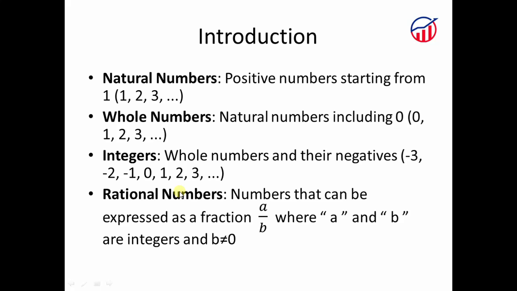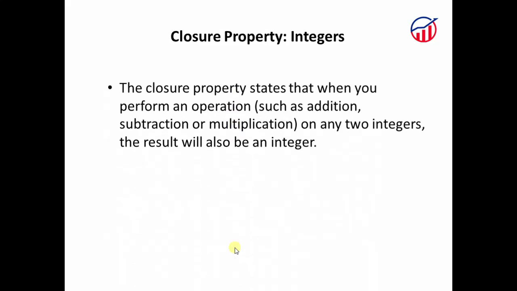What are rational numbers? Rational numbers are all integers which can be expressed as a fraction a upon b where b is not equal to 0. So now that we have done a recap of this, let's move ahead quickly and understand the various properties. First one being the closure property. So what does the closure property state?